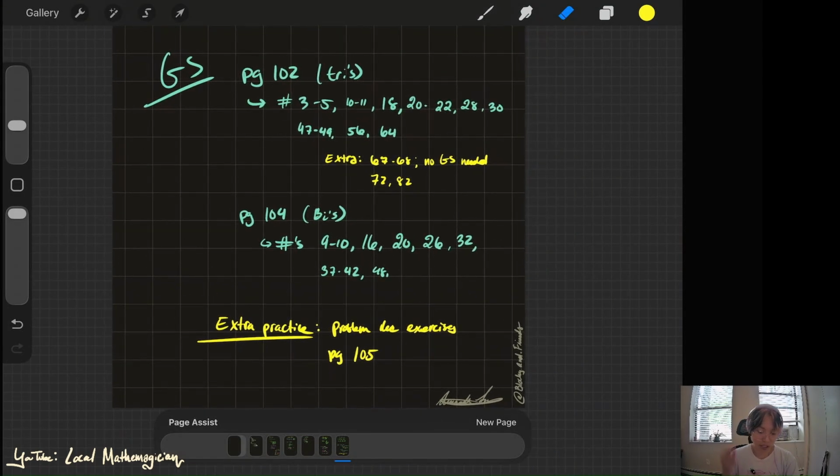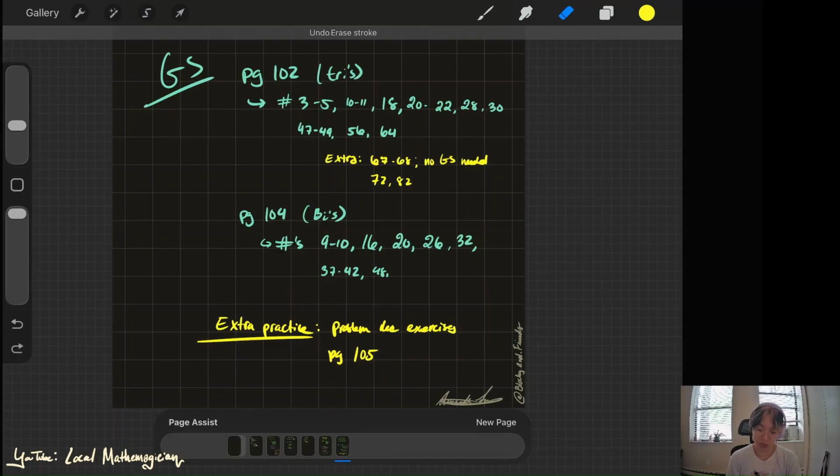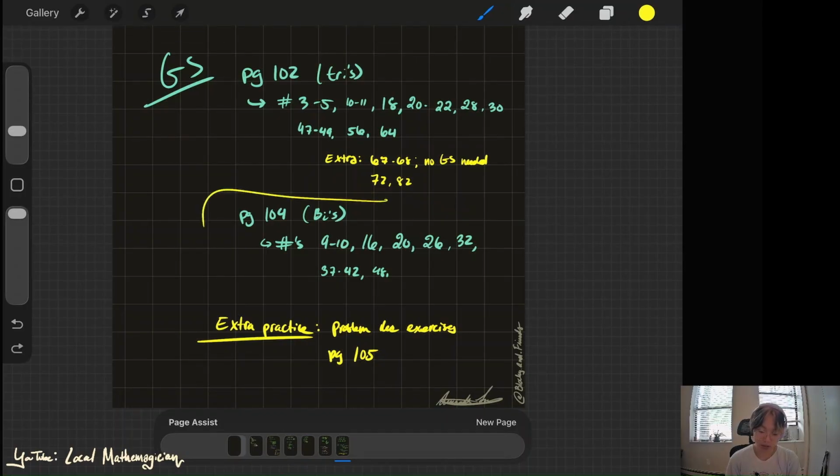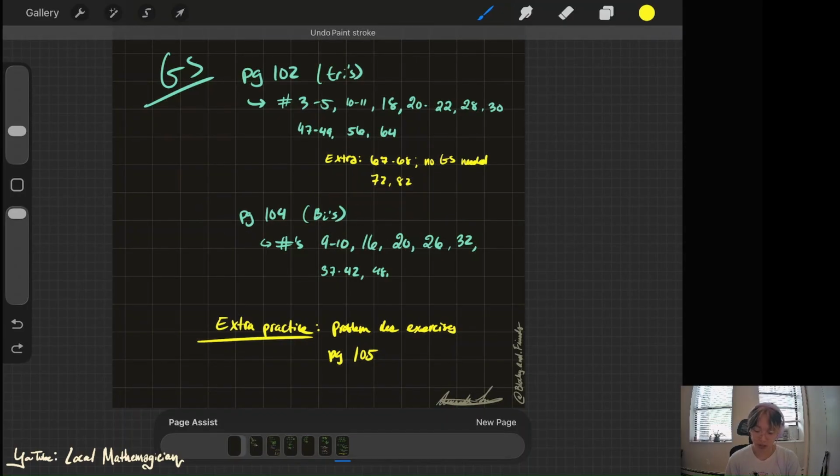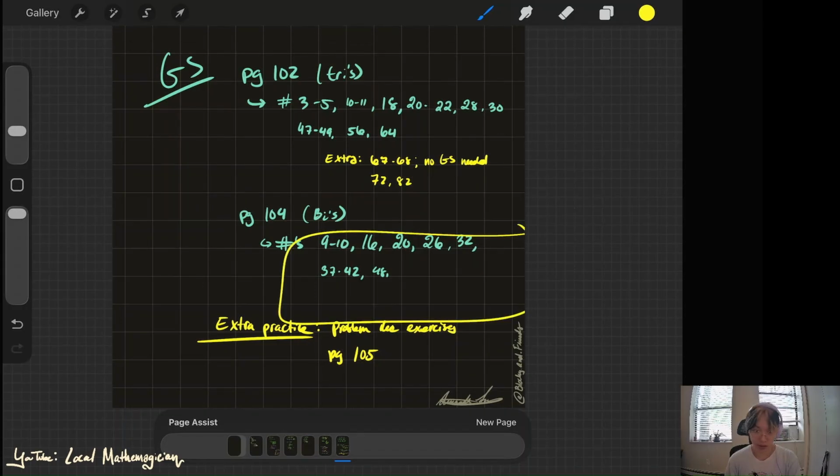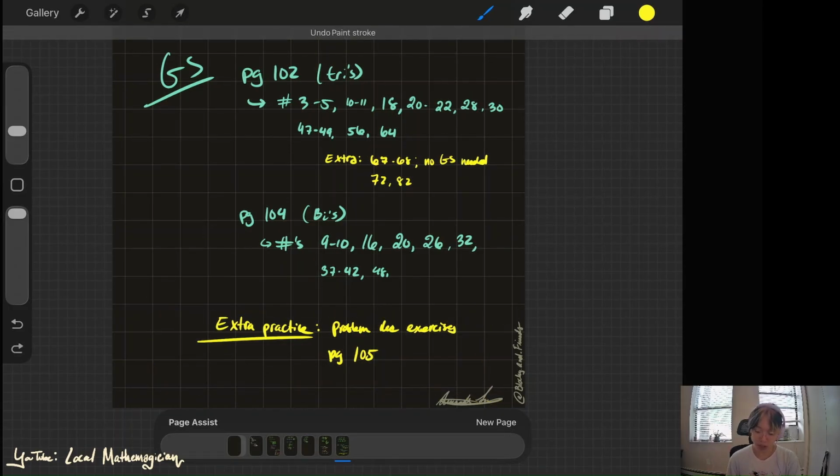Okay, so for Gradescope purposes, for trinomial factoring, page 102, just read what I wrote down here. This you don't have to submit to Gradescope. For binomials, page 104, these problems. And if you want extra practice, just kind of mixed problems, page 105 is called problem recognition exercises. Okay, this is what they look like.